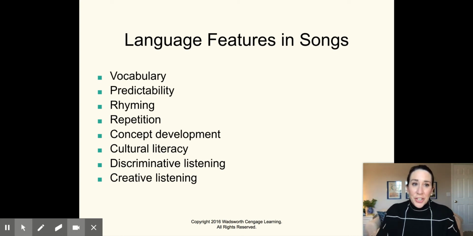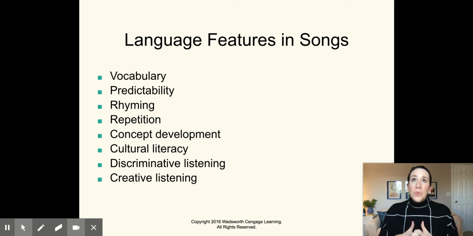What are the things that children are hearing? The language features in songs, vocabulary. Songs often have words that we don't come across all over the place. One would be, "Yankee Doodle went to town, riding on a pony, stuck a feather in his cap and called it macaroni." What does that mean? Why is that word there? There are songs in other languages that have different vocabulary.